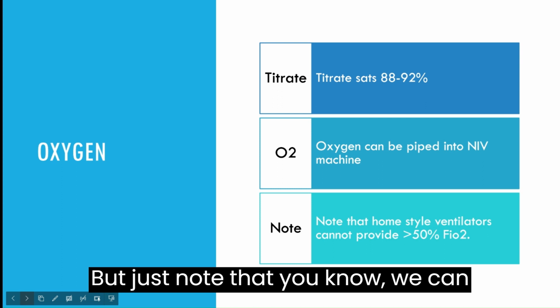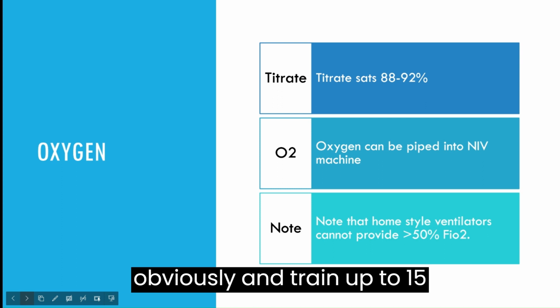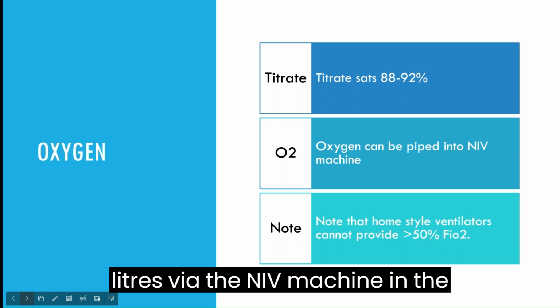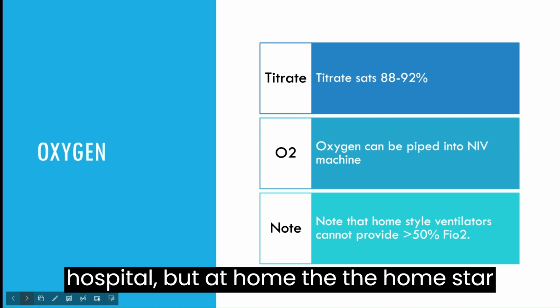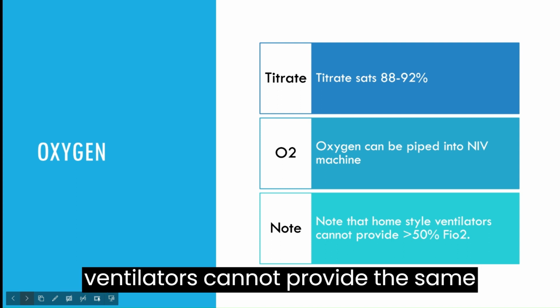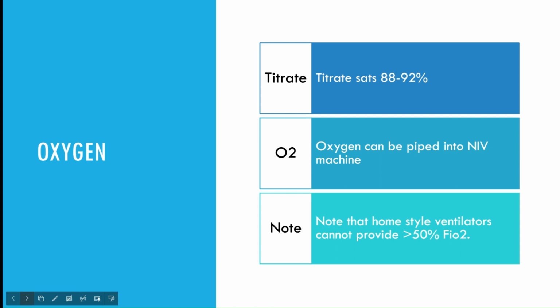But just note that we can obviously run up to 15 litres via the NIV machine in the hospital, but at home the home style ventilators cannot provide the same amount of oxygen.